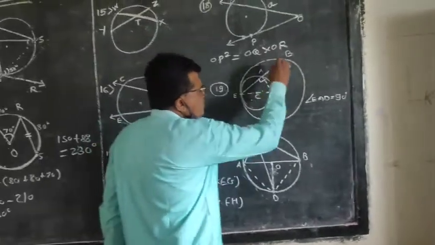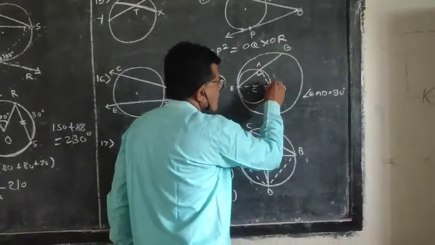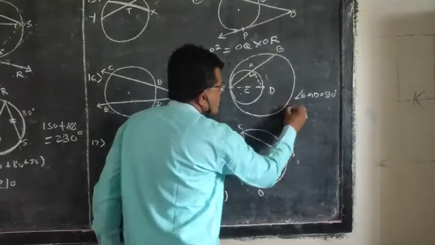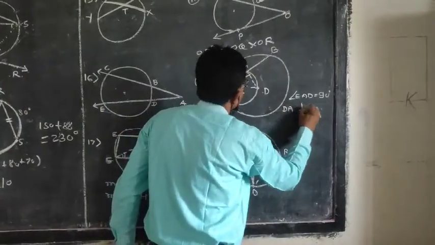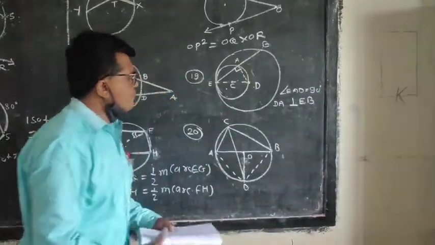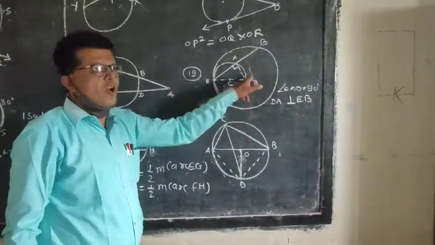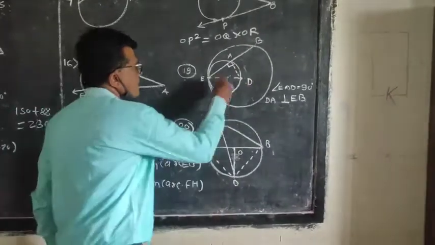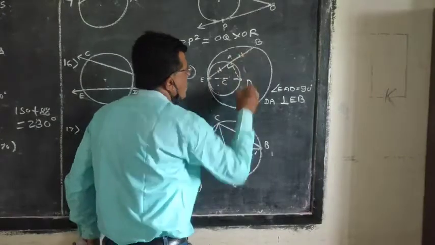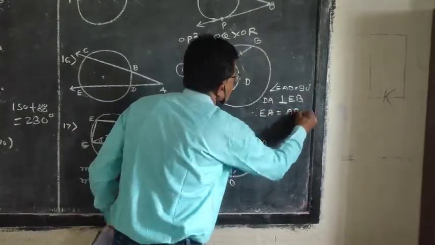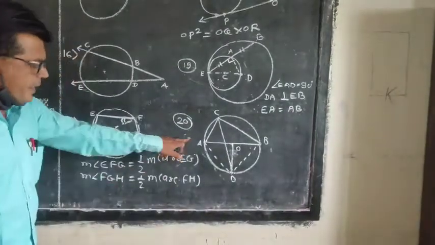Then in the bigger circle, D is the center and EB is the chord. Then we draw DA perpendicular to EB. Then it is also 90 degrees, and a perpendicular drawn from the center of a circle to a chord bisects the chord. Then both segments are congruent, that is, EA is equal to AB. Then true.